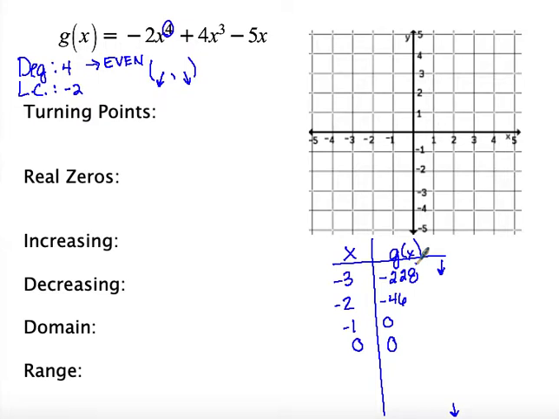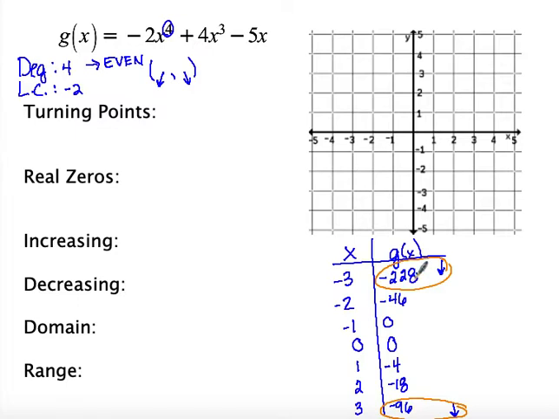Now I'm going to do the same for the positives. So if I plug in 1, I get a -4. If I plug in a 2, I get a -18. And I plug in a 3, I get a -96. So again, these numbers starting to be very small numbers, it's pretty safe to say that you've got enough of the graph.